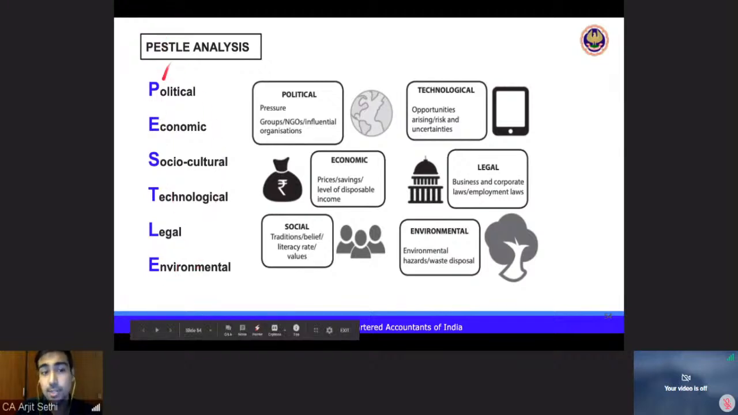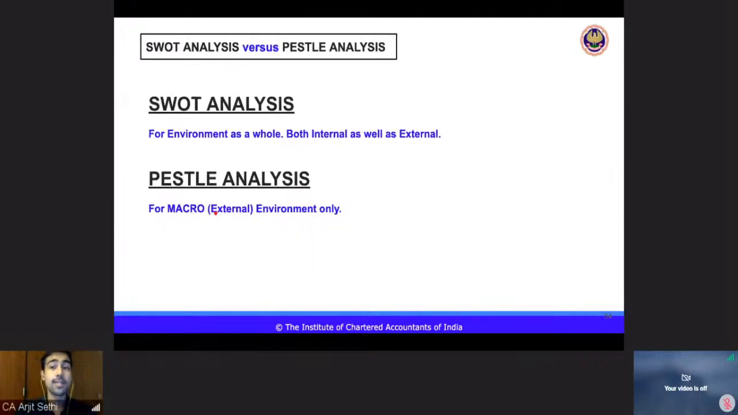I'll do this analysis to find out what are the different things that will affect my business in terms of political, economic, social, culture, technological, legal, and environment. But if I have to understand any concept, any component of any environment, I can go and do a SWOT analysis to find out my strength, weakness, opportunity, and threat. As simple as that. Simple differences: for the environment as a whole, we have SWOT analysis. For macro environment only, we have PESTLE analysis, right?